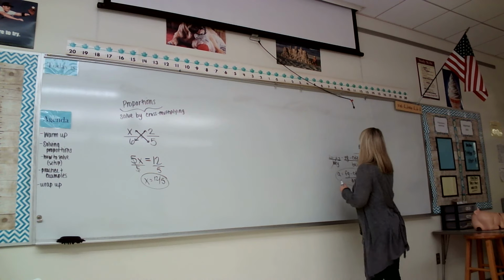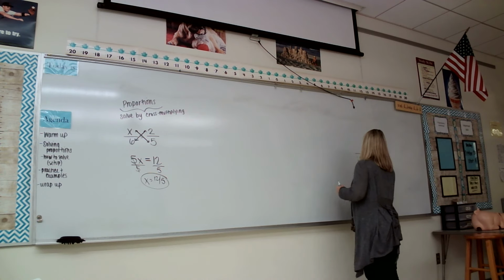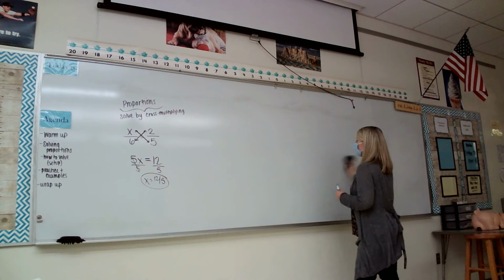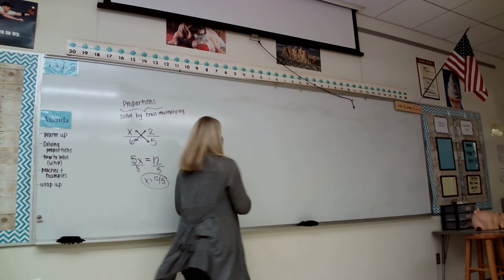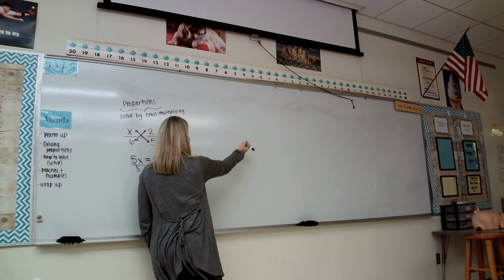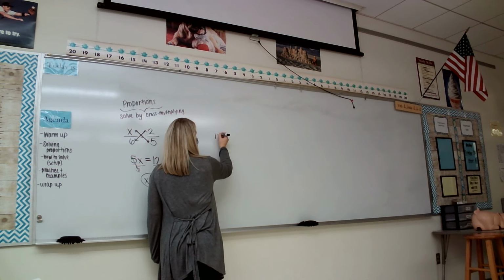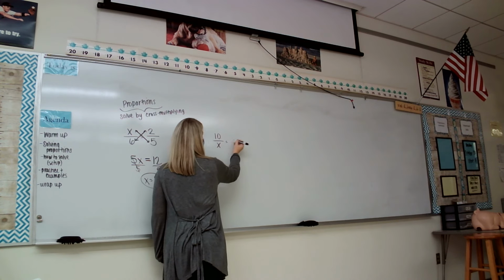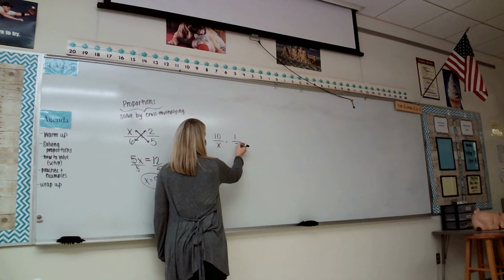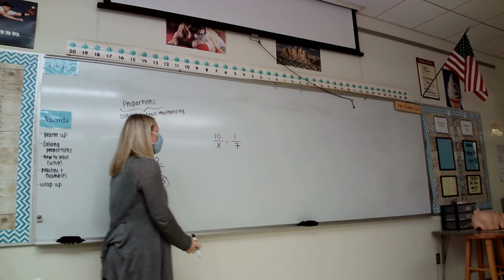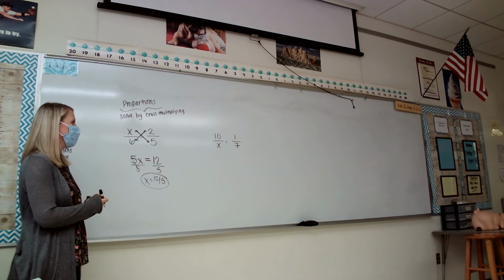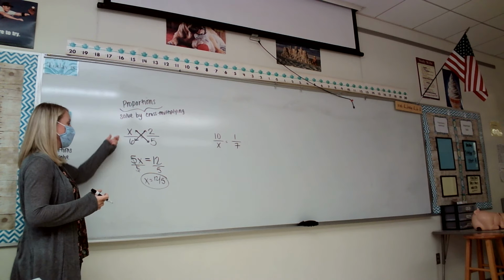Upper left-hand corner. It can be anywhere. You're gonna do the same steps, so that's the kind of nice thing. It doesn't really change depending on your setup. So we could have something like this, 10 over x equals 1 over 7. Randomly made that up. But there's no change.